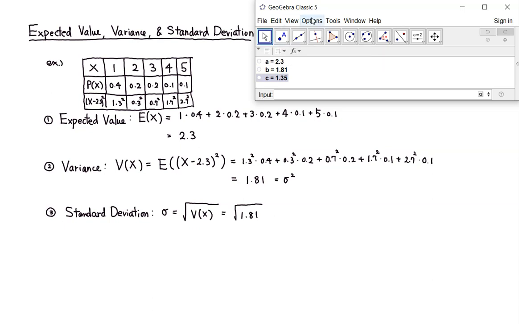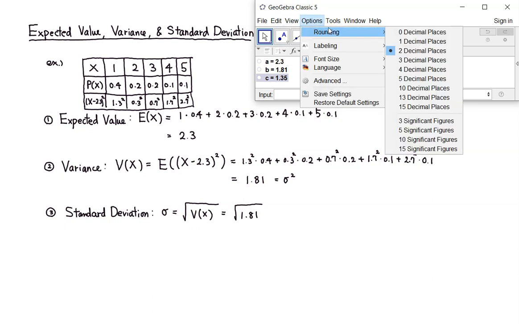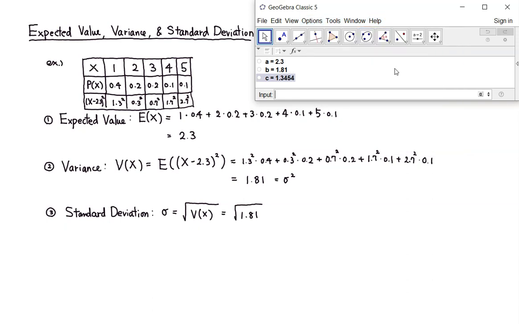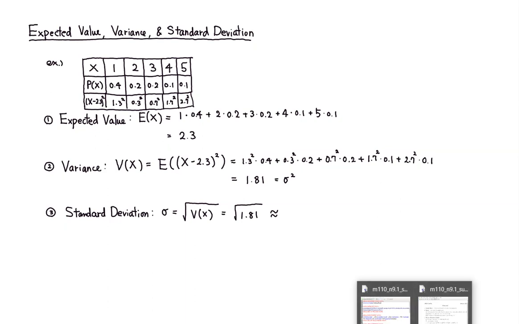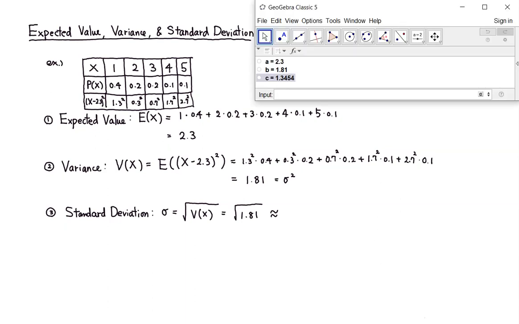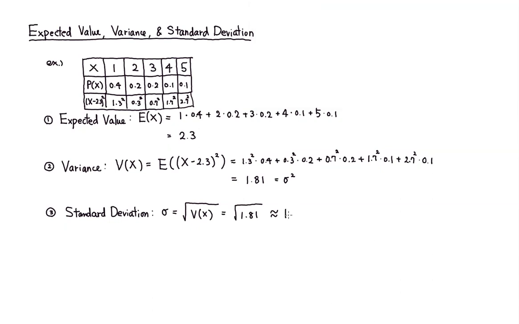Is that an exact value? Let's see. I'm going to change the rounding and see. It's not the exact value, but it's about 1.35. So that's the standard deviation of this data set. All right, that's it. I hope that this was clear.